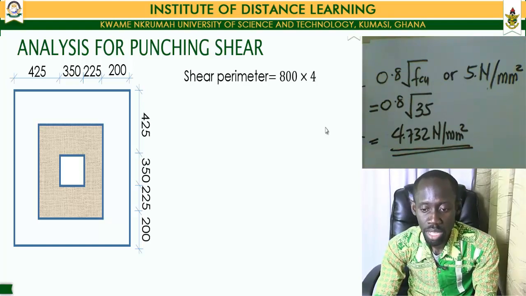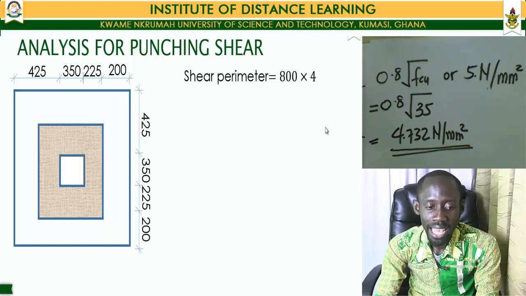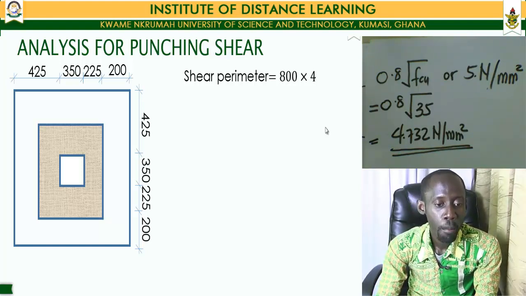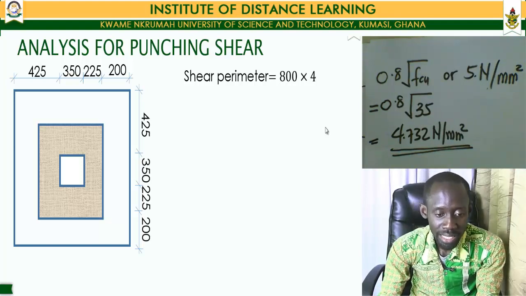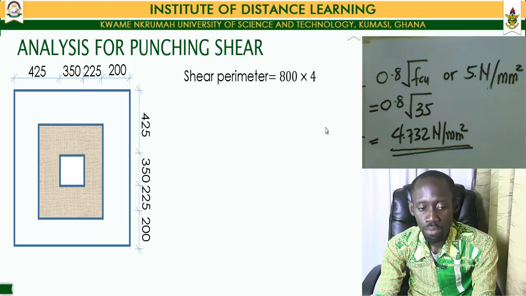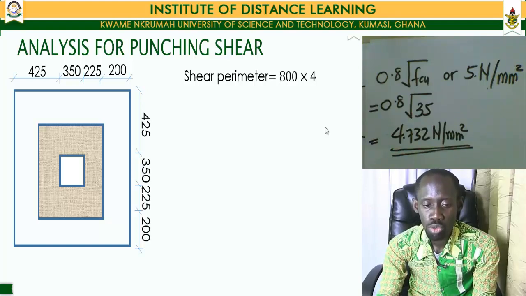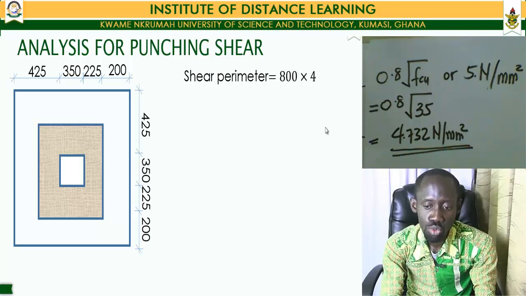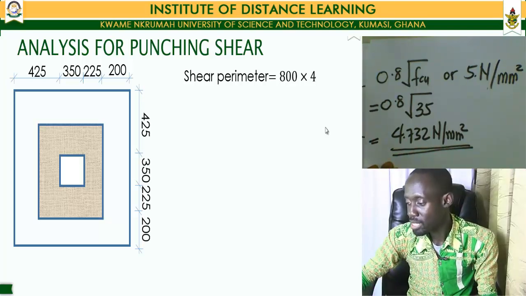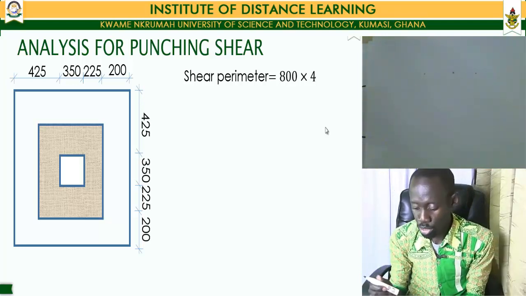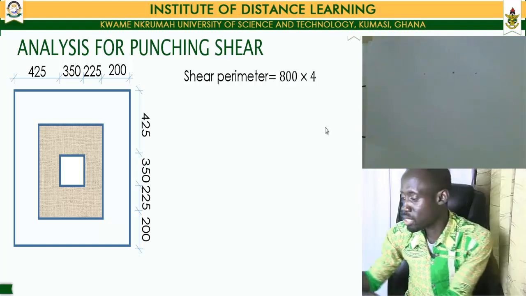Our shear perimeter is going to be equal to 800 multiplied by 4, where 800 is the dimension of our column, which is 350, added to the shear distances from the face of the column on both sides of our column face. So to one side of our column face, the distance 1.5d is equal to 225. If we move to the other side of our column face, we are going to have the same 225, in which case the total dimension of our shear perimeter would be equal to 800 on both sides.